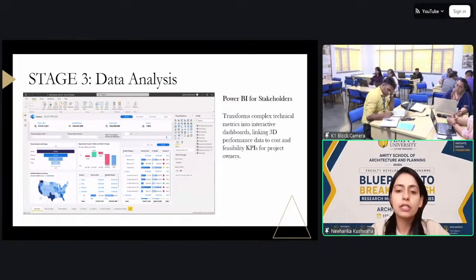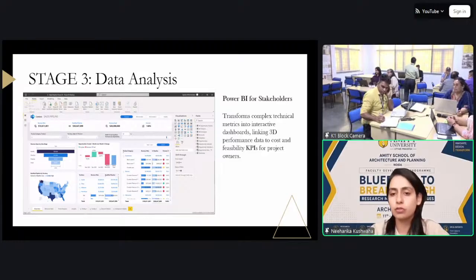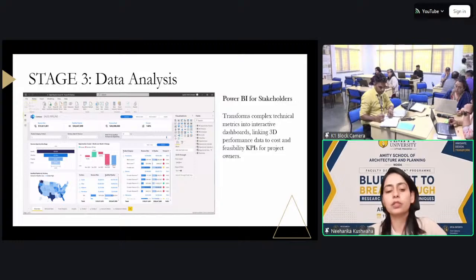You can produce these dashboards and present them in your research, and they are very good tools to represent whatever you are trying to convey from the plethora of data that you have gathered and analyzed.